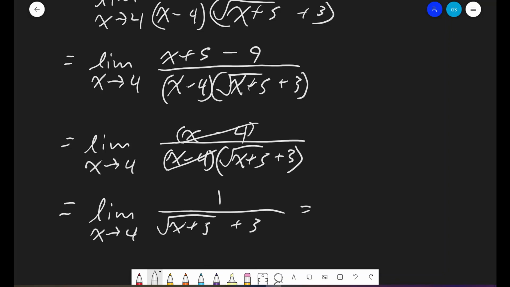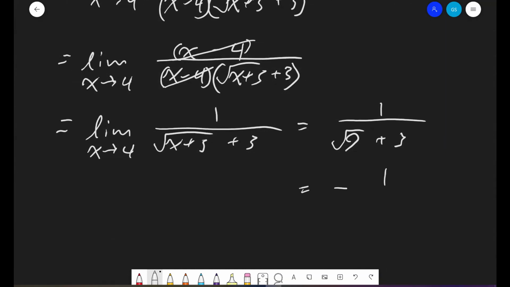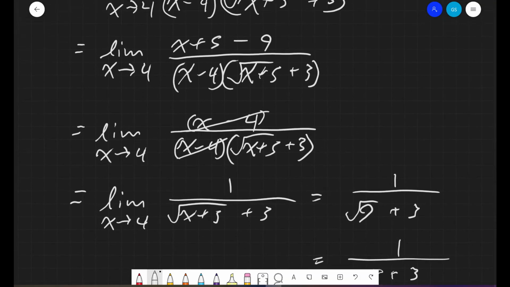We're going to bring in the 4. That's 1 over the square root of 4 plus 5, which is 9. And then the square root of 9 is 3. And you get 1 over 6. And that's it. That's how you solve something like this.